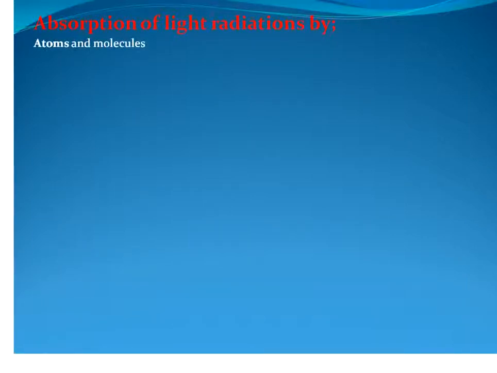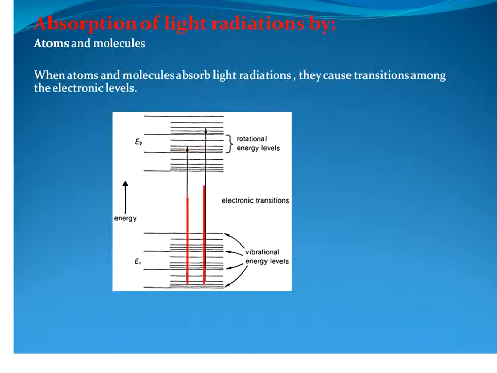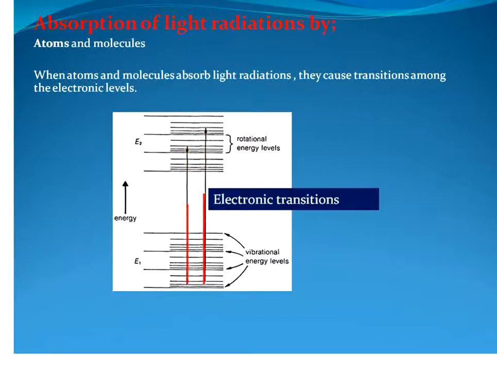We know that when atoms and molecules absorb light radiations, they cause transitions among the electronic levels, and these are the transitions we are talking about. When an atom or a molecule absorbs a light radiation, it is going to be excited from a lower energy level to a higher energy level. And these transitions are called electronic transitions. We can call them electronic transitions, or we can call them vibronic transitions.